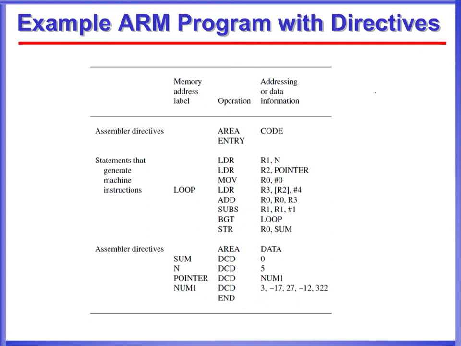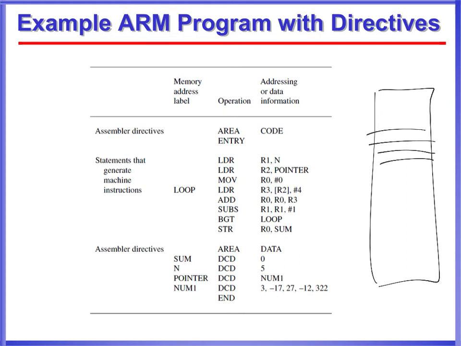Right? So we've got in memory, here's num1. It corresponds to that memory location. It's got a 3 in it. The next one, -17. The next one, 27, -12, 322. Okay? There are no labels defined for these memory locations. Okay, and we'll look at some of these instructions here in a second. Okay, so that's all I wanted to say about assembler directives.